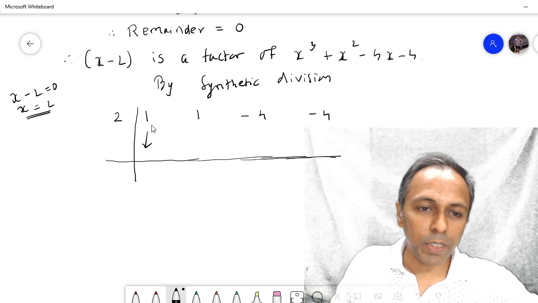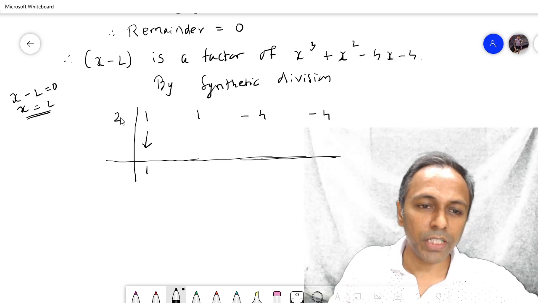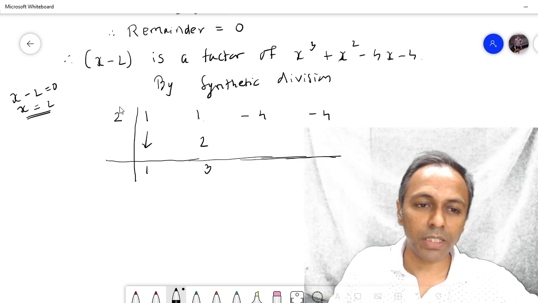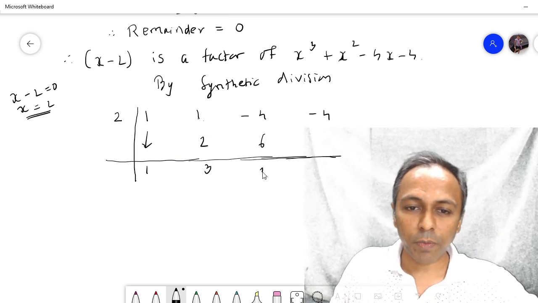Let's continue. Now the speed can increase. We can drop 1 here. 1 into 2 is 2. We write 2 here. 1 plus 2 is 3. 3 2s are 6. Minus 4 plus 6 is 2. 2 2s are 4. As expected, remainder is 0.